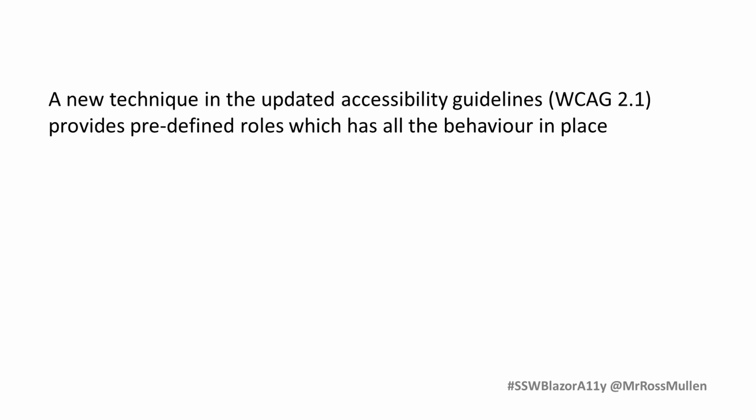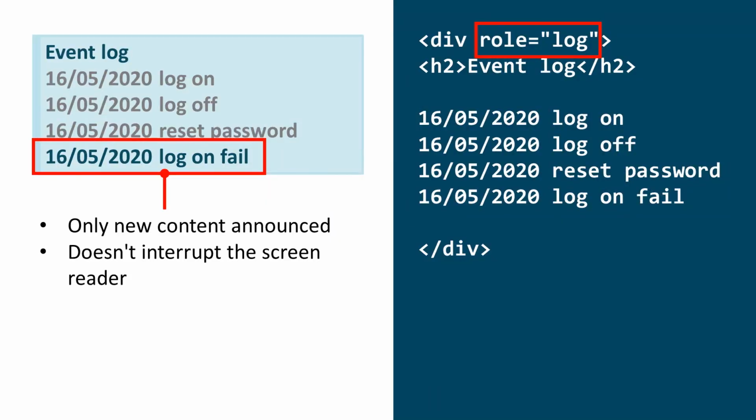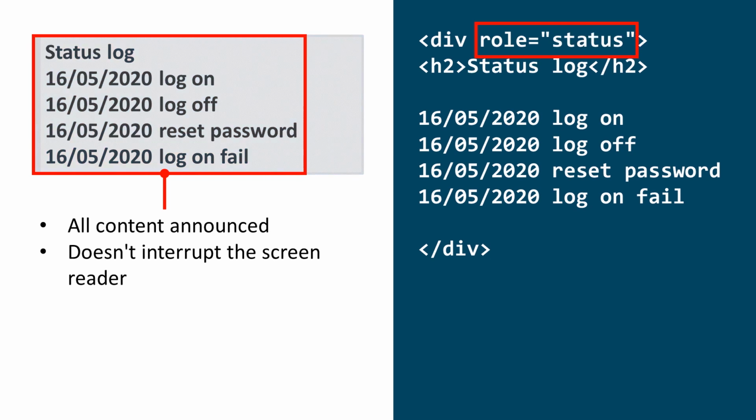The roles all have different behavior types for specific purposes. The roles are: log is for describing a log of events or messages. It has an implied assertiveness level of polite and an implied atomic value of false, so only new updates are announced. A status is for communicating status updates.